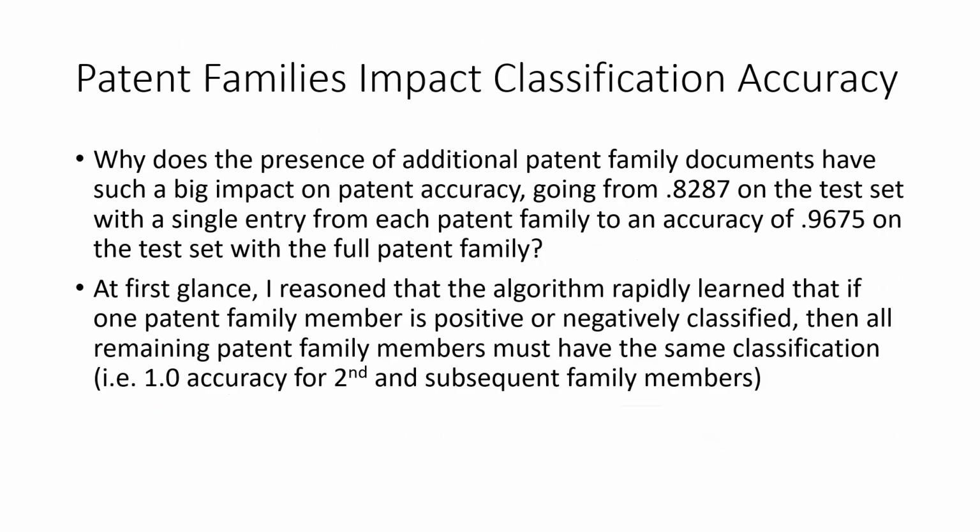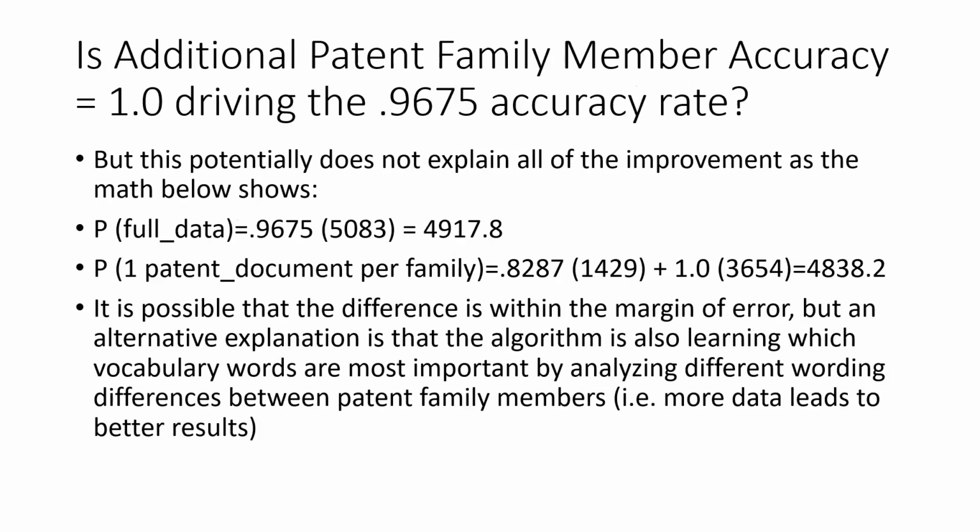So that was my first interpretation as to what might be going on. All remaining patent family members have to have the same classification as the first member that's looked at, 1.0 accuracy. And since I'm splitting training and test, I may very well have members of the same family on both sides, and therefore it's a relatively easy classification problem in those cases. And my data set is something like 70% additional patent family members, so that's like a 1.0 accuracy on 70% of the data set. So that could be what's going on.